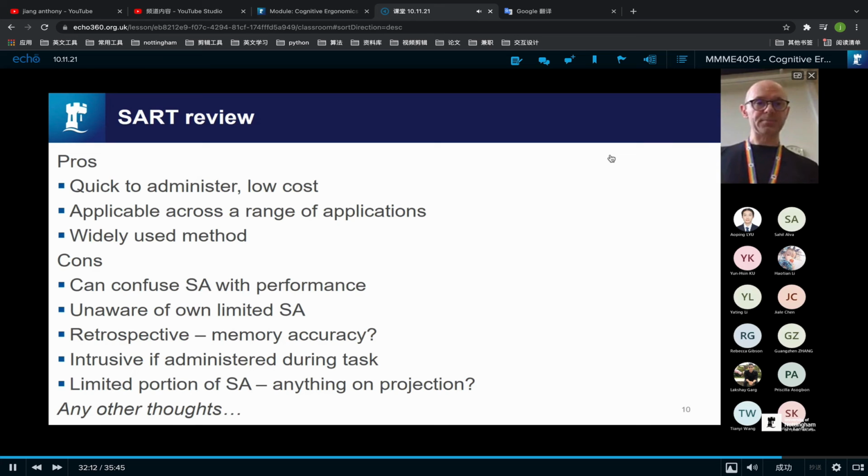task. And also, I think, again, another fairly important limitation of SART is that it doesn't have anything on projection. Yeah, none of the questions, I think, related directly to, are you thinking about what's happening next? There's a question on instability of the situation, but that's slightly different to projecting, isn't it? So I think that is an omission of SART. Anything else you would like to comment on for SART?